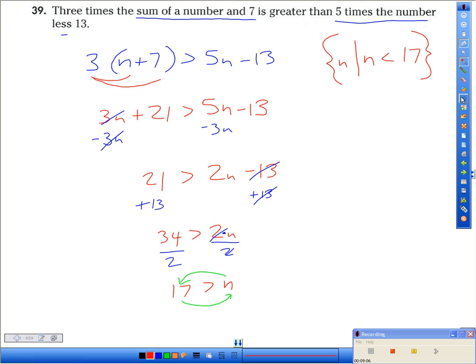So if we want to put that on a graph, if we need to graph the solution, I'm going to put it on a number line.